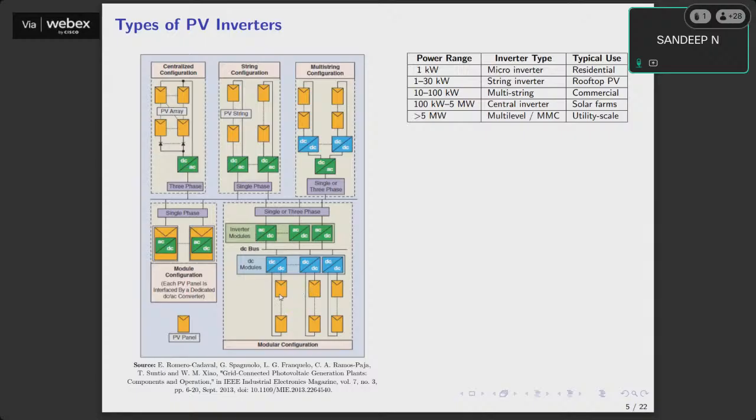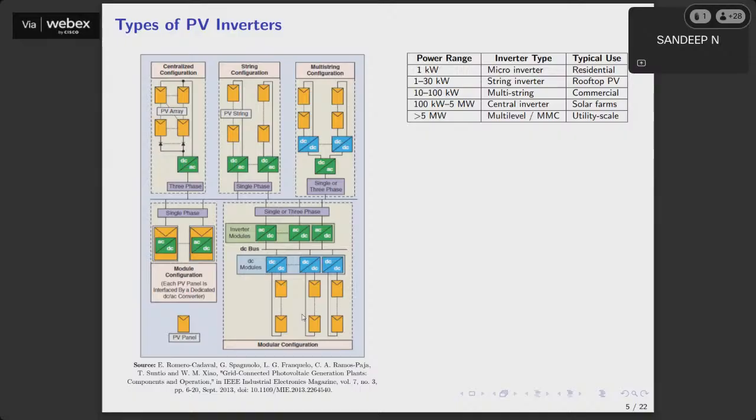So each of these configurations has its own advantages and disadvantages. When the power level is not that high, typically we can go for a micro inverter, which generally will be connected to a single-phase grid. When the power level is higher, we have to go for a three-phase grid, in which case it could be centralized configuration, or multi-string, or modular. Okay. So basically, these are the broader ways in which we can connect our PV panels to a grid.